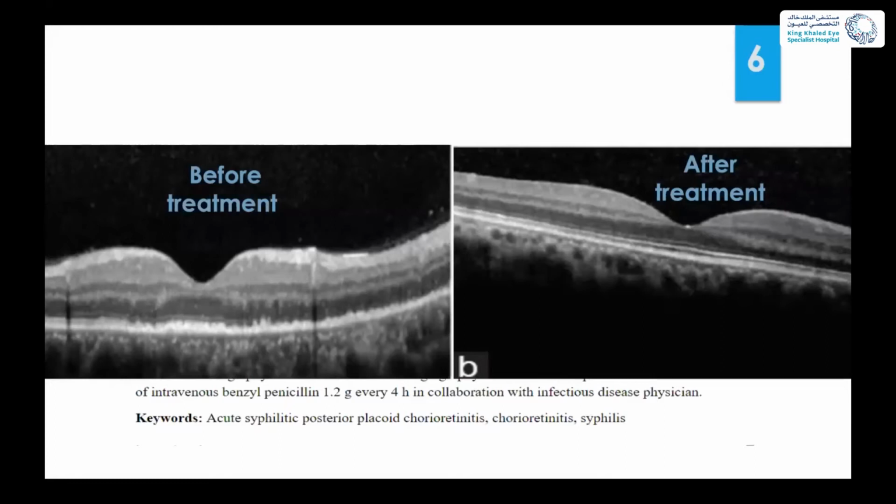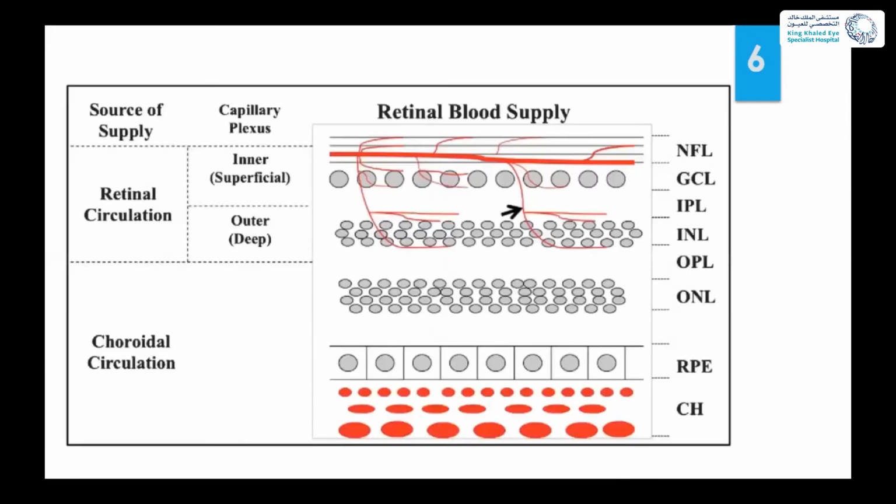And also autofluorescence can help in such cases. Before we go to the next 2 cases, this is a slide about the anatomy of the retinal blood circulation. You can see these are the retinal layers from the nerve fiber layer to the outer nuclear layer. From the nerve fiber layer to the inner nuclear layer, and from the outer plexiform layer to the outer nuclear layer.